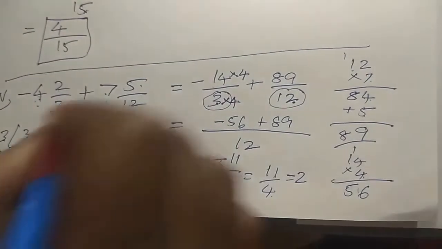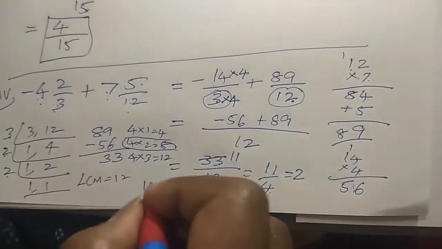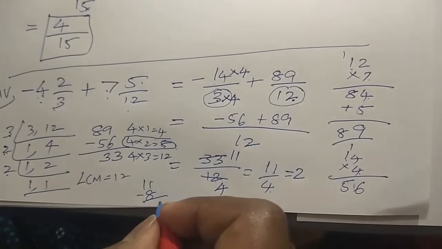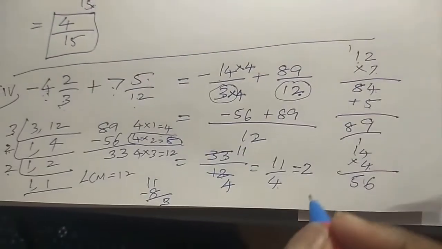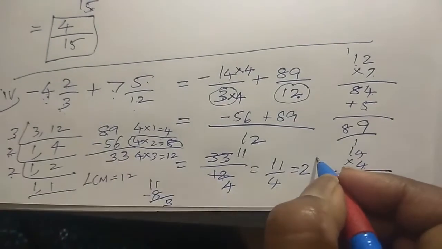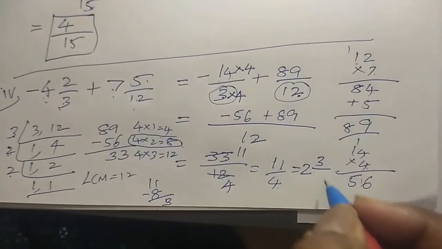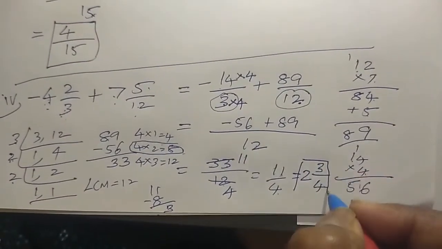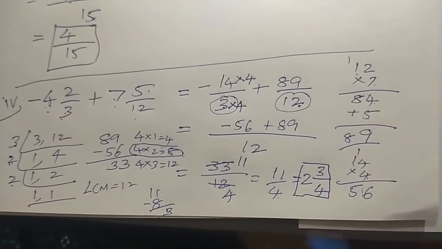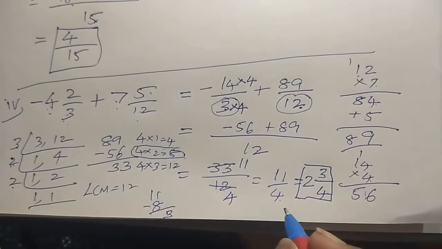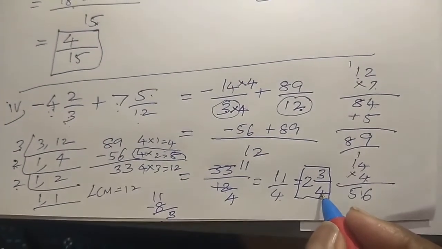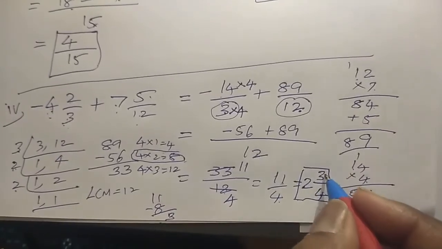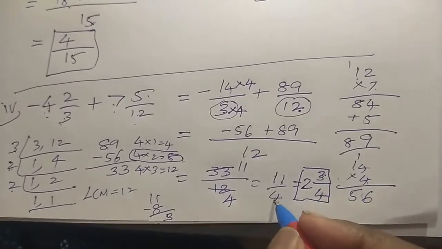Yes. So here we will be having 11 minus 8 is equal to, 9, 10, 11, so it is 3. So we go with the answer, here it is 2 3 by 4. So this is your answer, 2 3 by 4. Let's check this one again the other way. 4 2s are 8, 8 plus 3, 9, 10, 11. So it is 11 by 4.